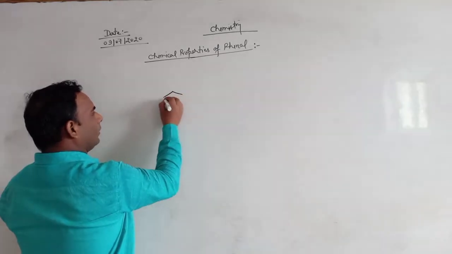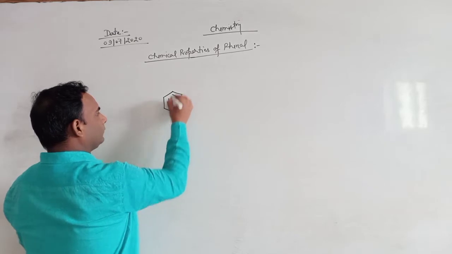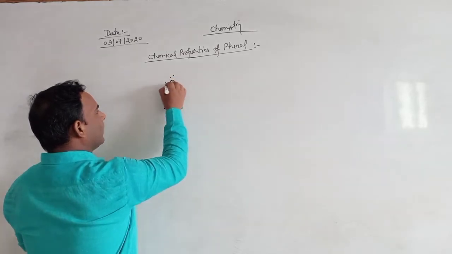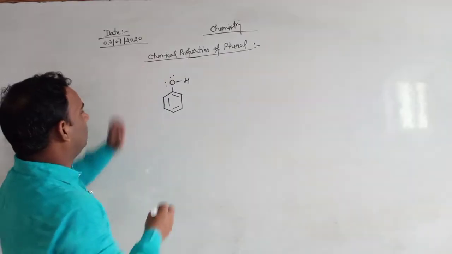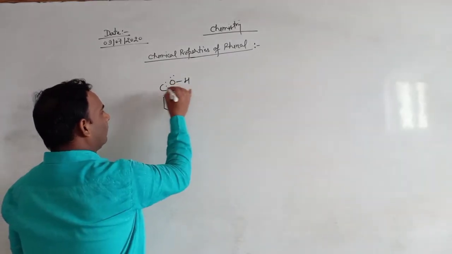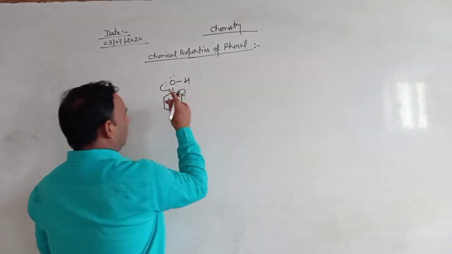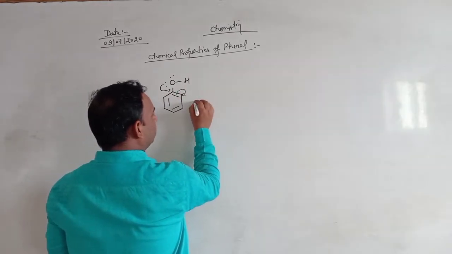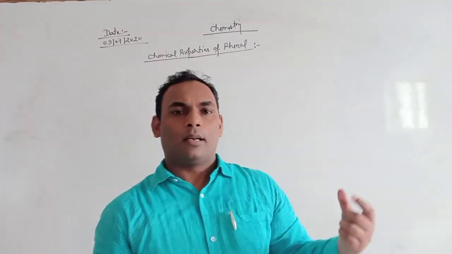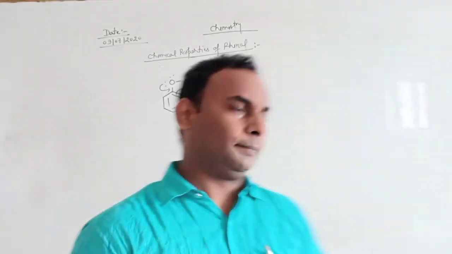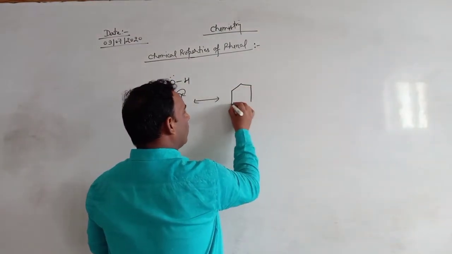This is phenol. Two lone pairs are present at the oxygen atom. It involves the pi conjugation system of phenol due to the plus mesomeric effect, and hence we get various canonical forms of phenol. The first canonical form is this.